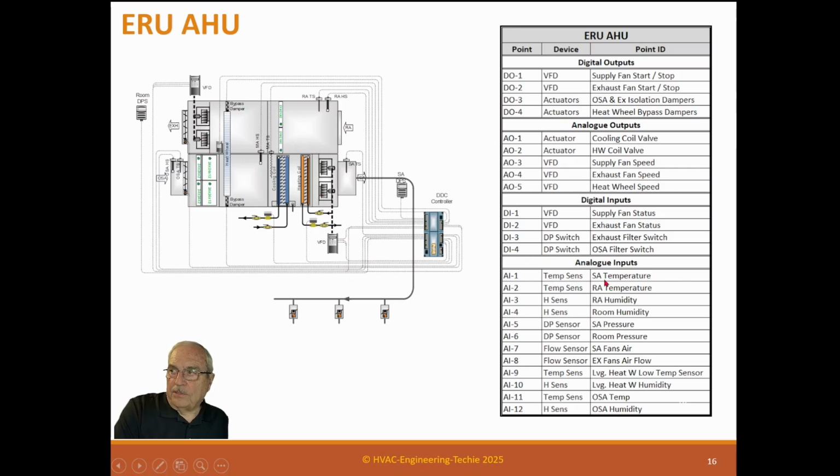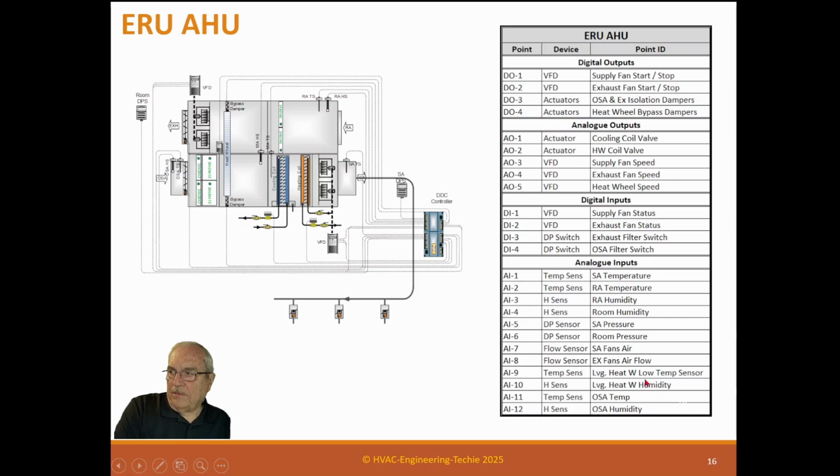Analog inputs: 1 is a supply air temperature, 2 is return air temperature, 3 is return air humidity, 4 is a room humidity sensor, 5 is a supply air pressure, 6 is room pressure, 7 is supply fan status, 8 is an exhaust fan status. These can be airflow. Their status is airflow. They've got digital status, but this is the actual airflow, and these airflows are normally taken off special ring flow meters that are in the inlet of these fans.